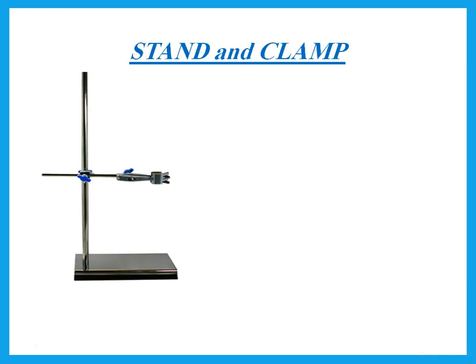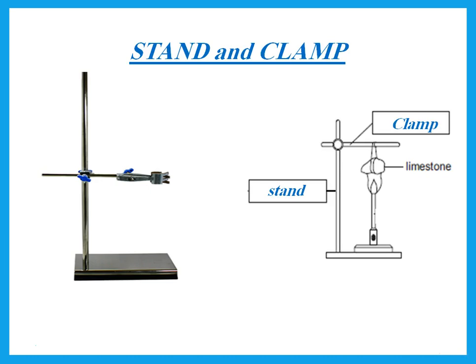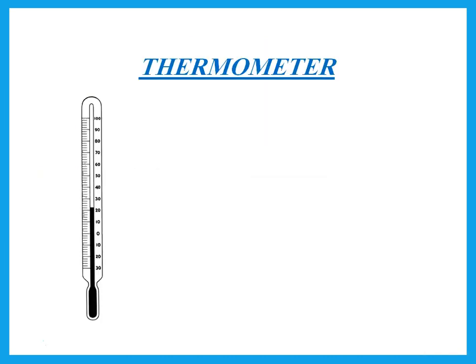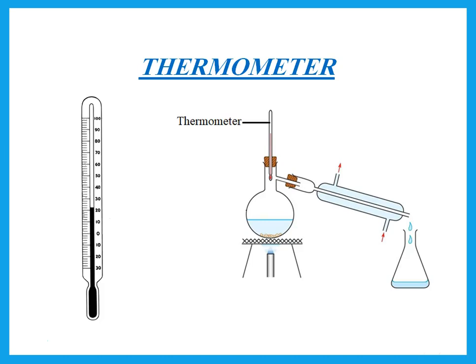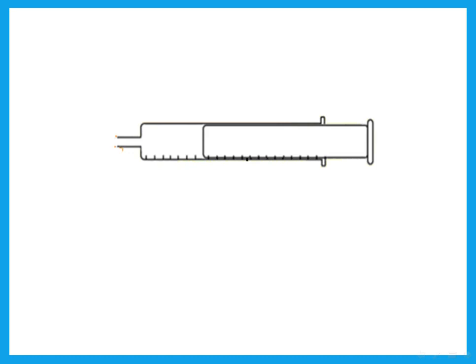Okay, what is this? This is a stand and clamp. Can you see which one is the stand and which one is the clamp? So this is used to hold anything. For example, it's used to hold a burette. Okay, thermometer, of course, to measure temperature. So when we do distillation, we're going to have a thermometer in the flask.